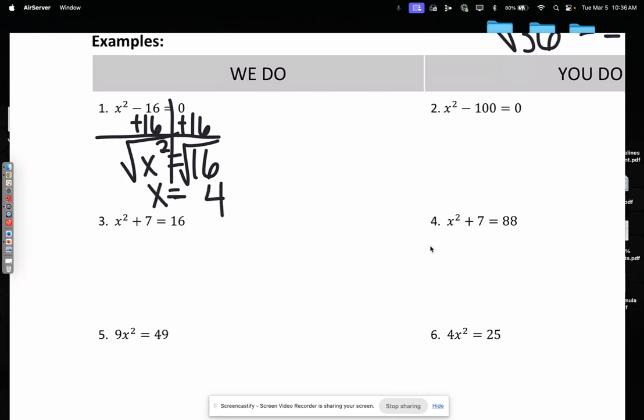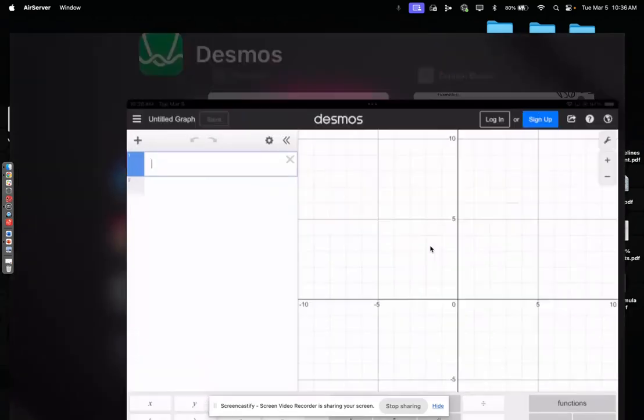But this is where we talked about a positive 4 times a positive 4 being a positive 16, but also a negative 4 times a negative 4. So you can write it with our plus-minus symbol, or you could write x equals 4, x equals negative 4. Now we can graph this in Desmos.